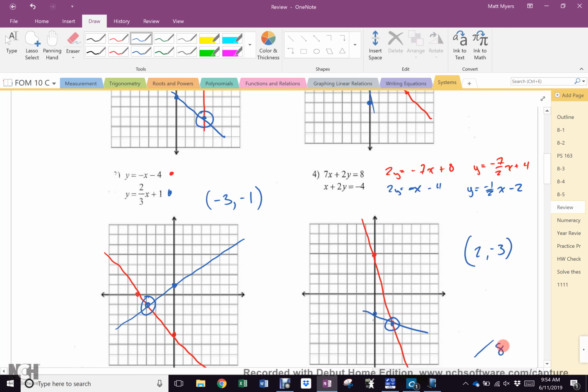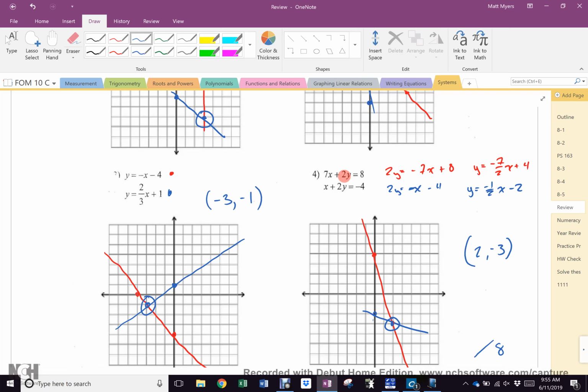Any questions? Do you have to use slope-intercept form to graph these? No, but it is the fastest way. Could you have done 8 tables of values? Yes. Would you have done 8 tables of values? I hope not. Everybody good? Everyone has a score out of 8?